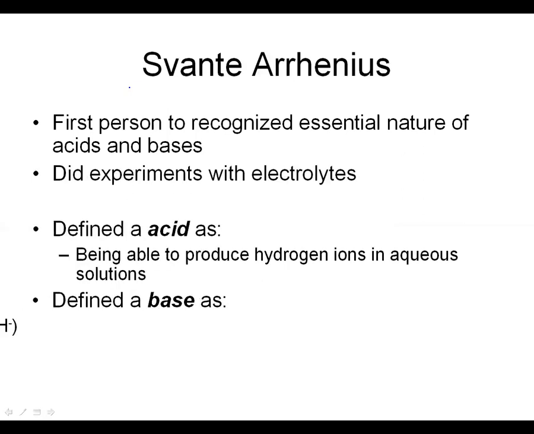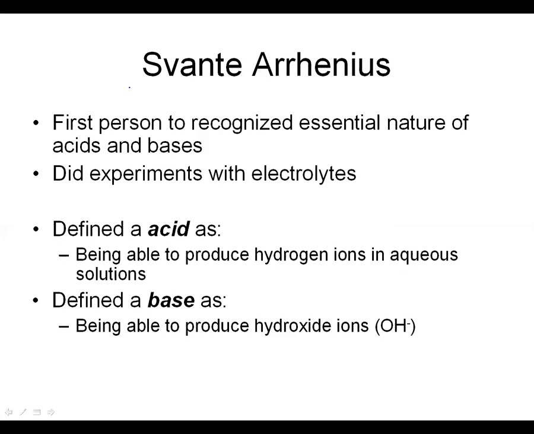So the first early definition of an acid and base was done by Arrhenius, and he did a lot of work with electrolytes. Again, a reminder, electrolytes are solutions that, when they break apart in solution, produce ions. He defined an acid as the ability to produce hydrogen ions. So if you ever see a reaction or equation and you see H plus or H3O plus being produced on the right-hand side, it's probably going to be some type of acidic solution.